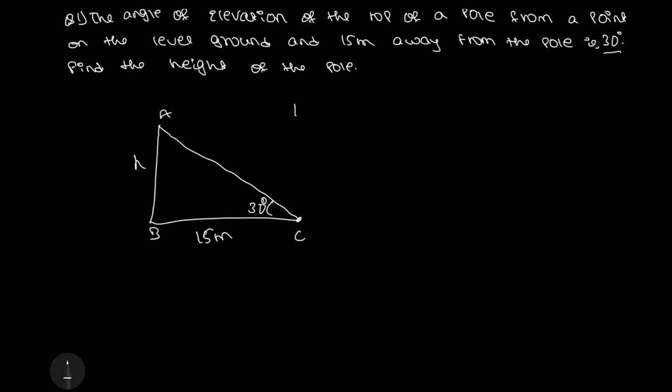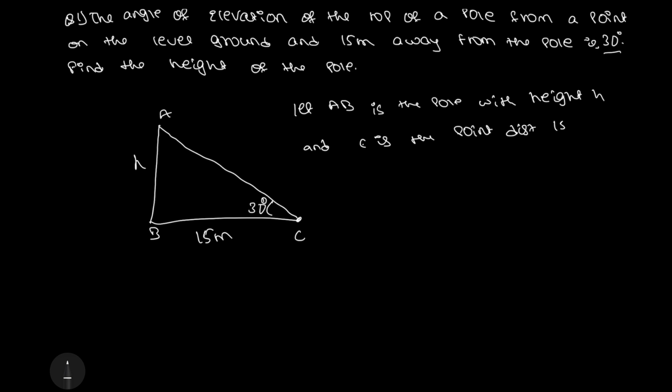So first write, let AB be the pole with height h, and C is the point that we know, with a distance of 15 meters. Here we need to find the height of the pole, which is h. Let height be equal to h.